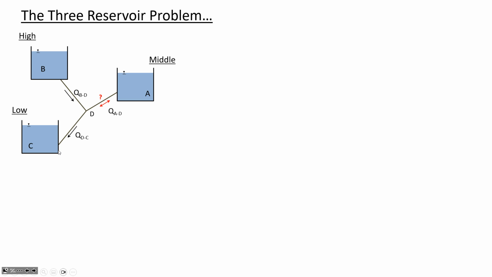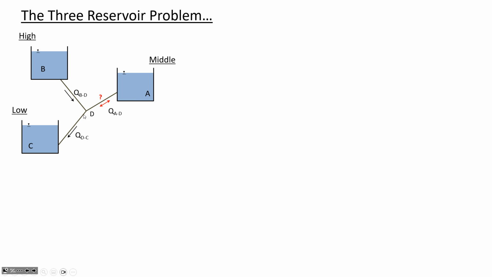So let me ask you, what if reservoir A was almost as high as reservoir B? Like it was an inch lower for the water surface. Then what would be your guess? Is the water going to flow into reservoir A or out of reservoir A if it's almost as high as reservoir B? Out. Good. Good guess. You've got good instincts.